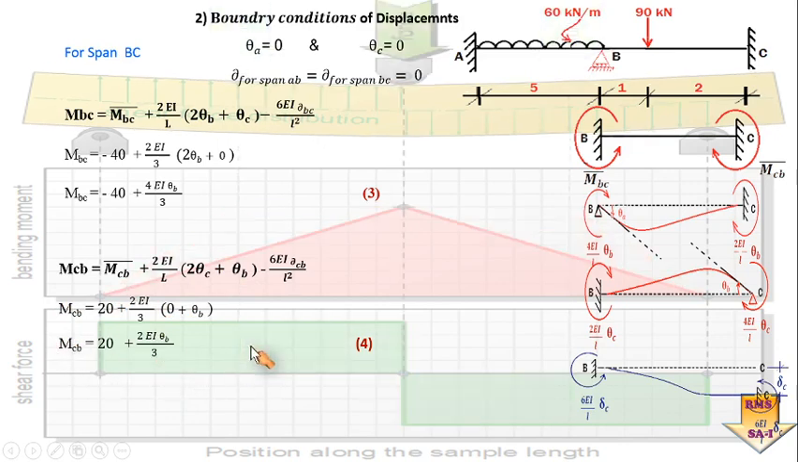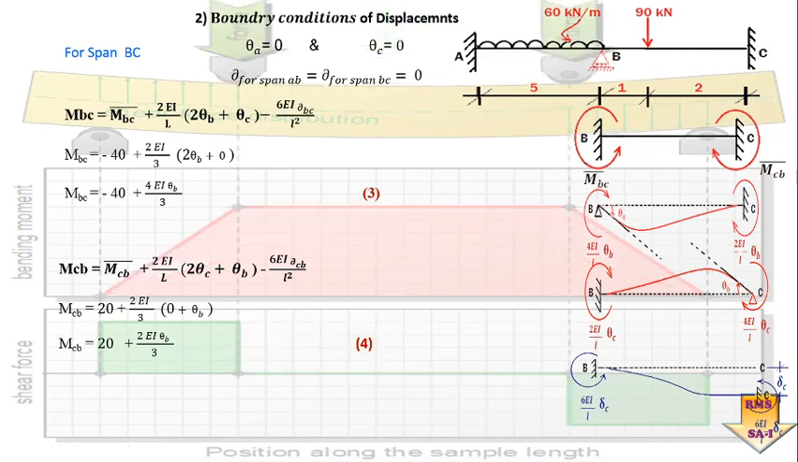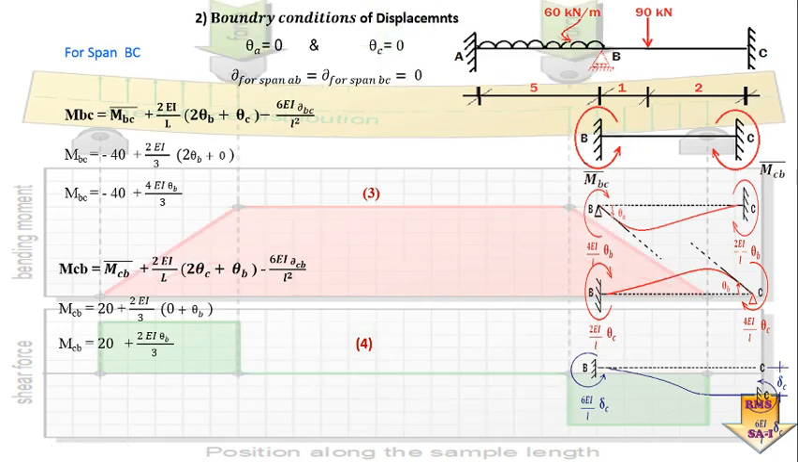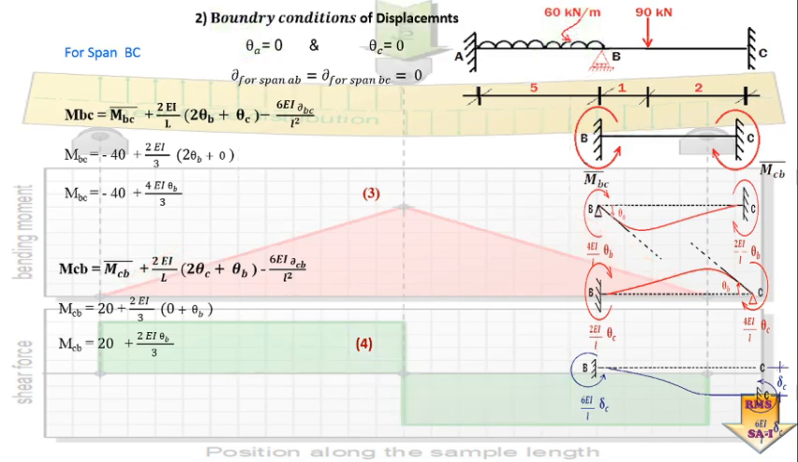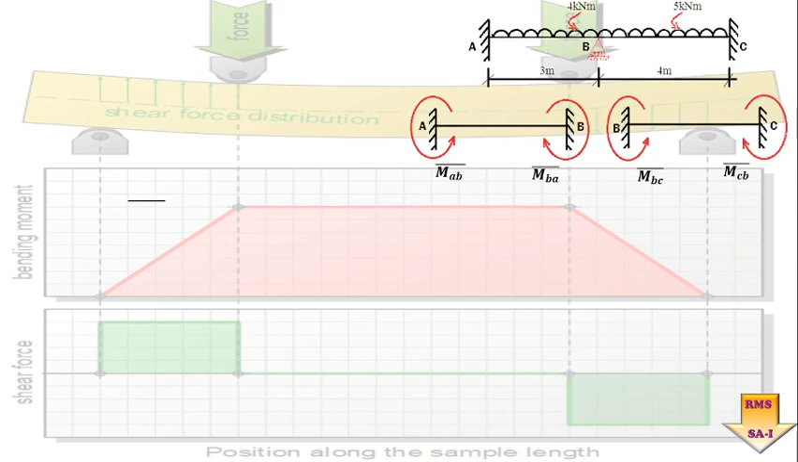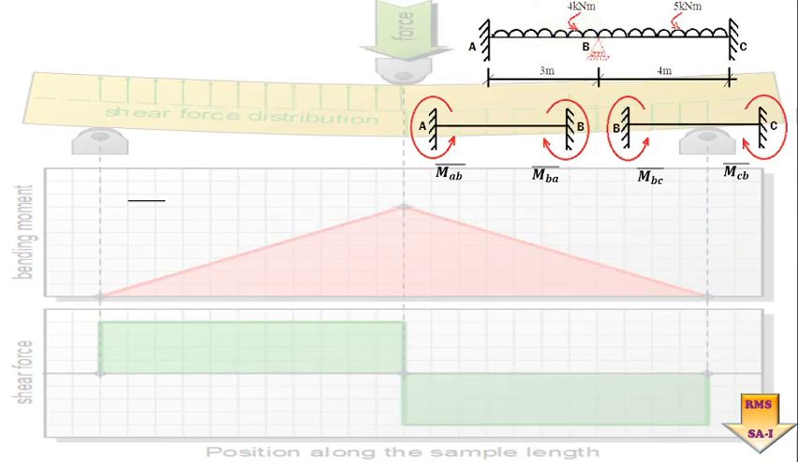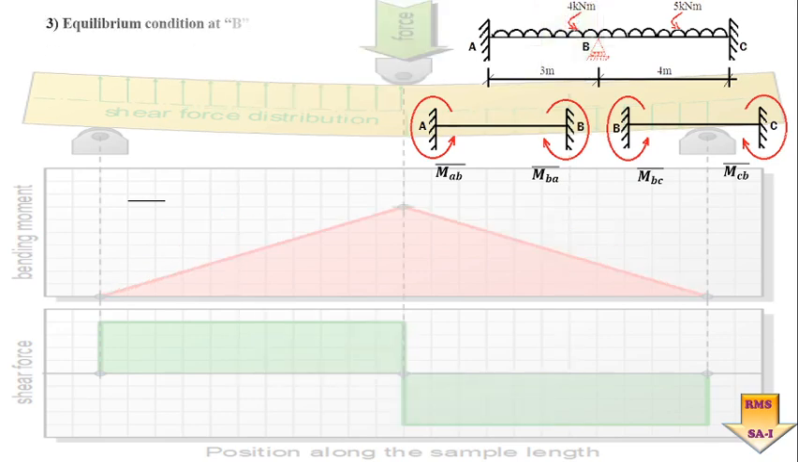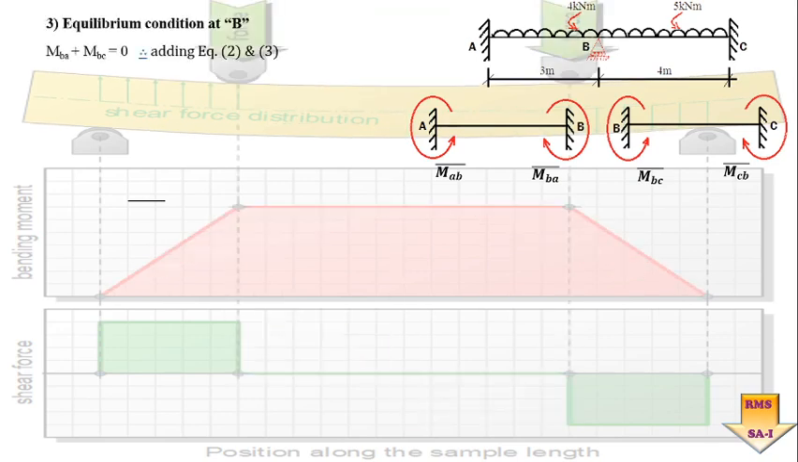So overall right now we have 4 equations, 2 equations for first span AB and 2 equations for the other span BC. So all these 4 equations are to be taken further for the simplification or the analysis of this problem. So here we know after this we have to understand the equilibrium condition about joint B.